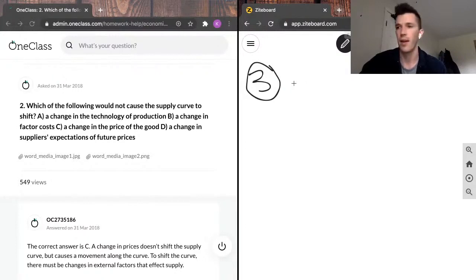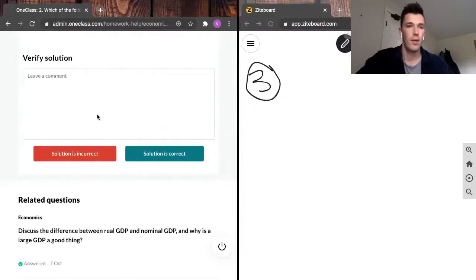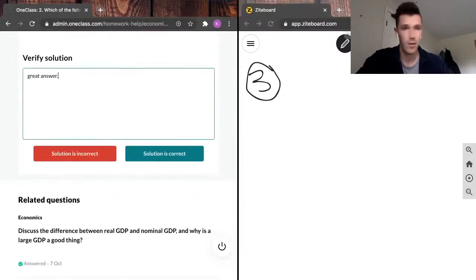So if you think of something like crops you're growing, then it's really weather dependent, which is another one that could affect this. So we're going to write great answer, awesome analysis.